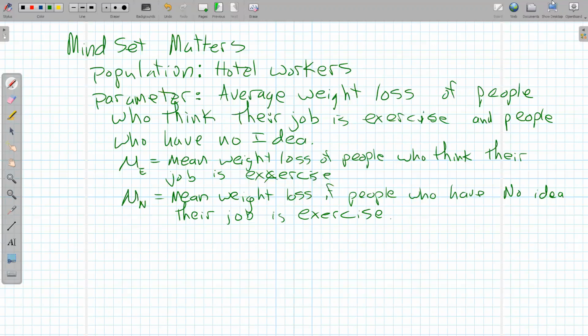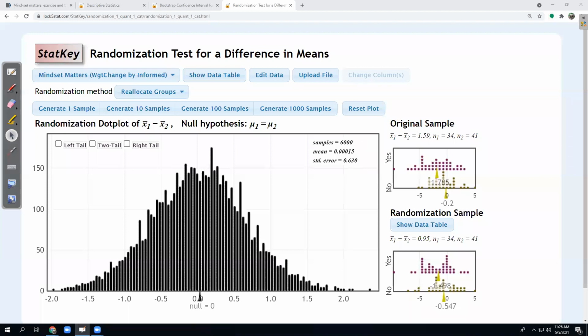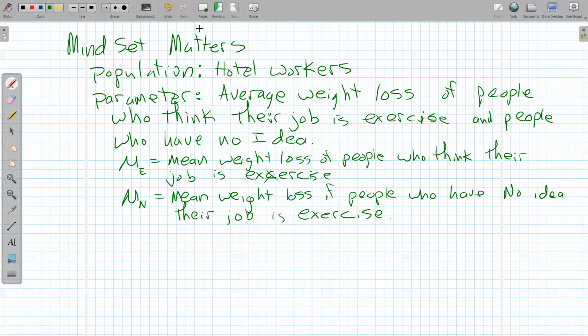And double check the way StatKey has the data. I think we want mu N minus mu E. So they have the no's minus the yeses. Yep, that looks right. And so we're looking at the mean difference of those. Let's call that mu D, which is the mean of the no's minus the mean of the yeses. Yes, I think exercise matters.